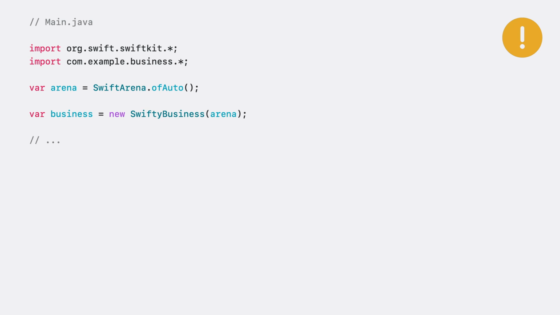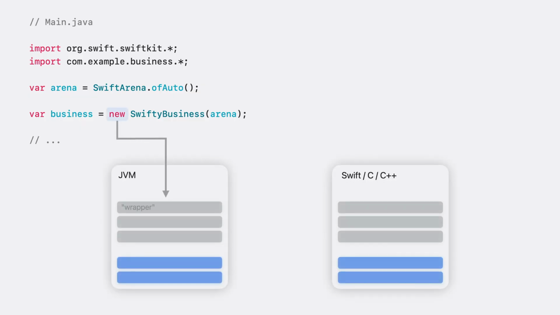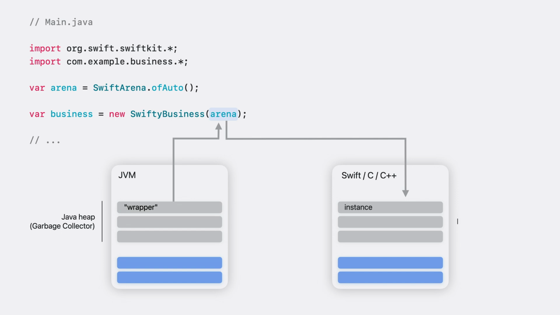In order to create and manage native Swift values, we're going to need a Swift arena, which takes care of memory allocation and lifetime of Swift objects. Once we have an arena prepared, we can just invoke the Swift value's constructor, as if it were a normal Java class. Let's take this opportunity to discuss a bit more how native and Java memory resources are being managed here. First, a new Java wrapper object is allocated on the Java heap, which is managed by the JVM's garbage collector. Its source-generated constructor then uses the passed-in Swift arena to allocate and initialize an instance of the Swift value type on the native heap.